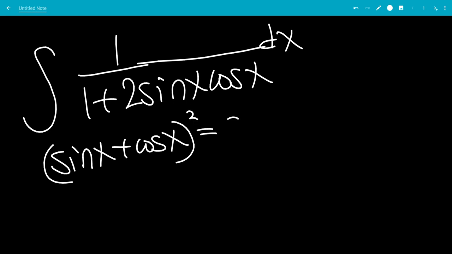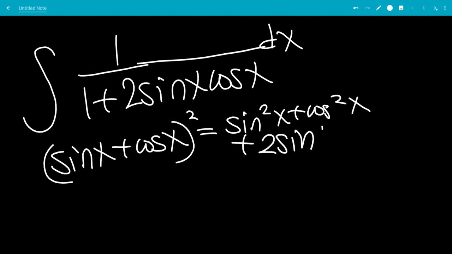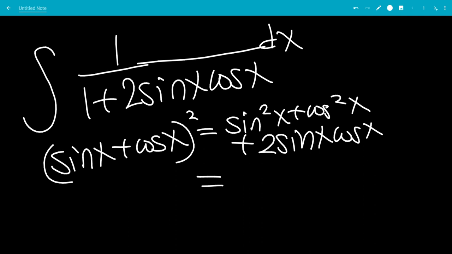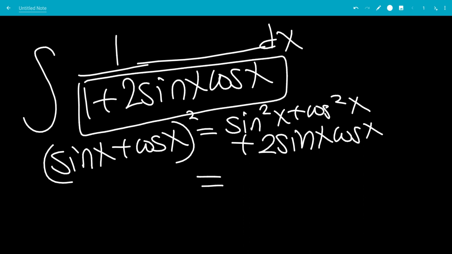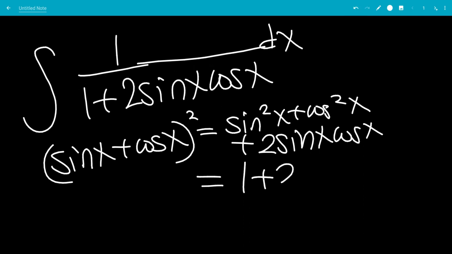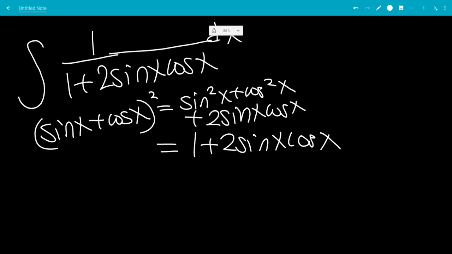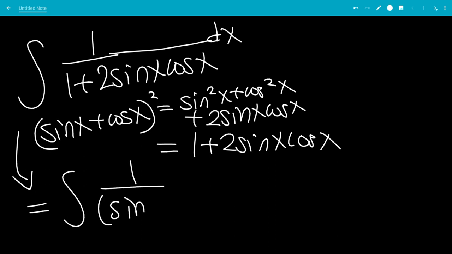That would be sine squared x plus cosine squared x plus 2 sine x times cosine x. So we know the trig identity: sine squared x plus cosine squared x is 1. So that's where we get this denominator from. So this will be 1 plus 2 sine x times cosine x. So this integral will equal the integral of 1 over sine x plus cosine x quantity squared.